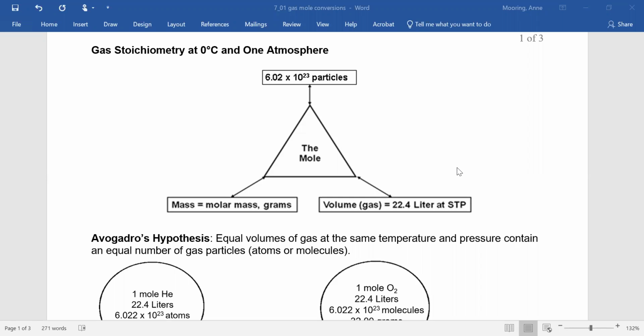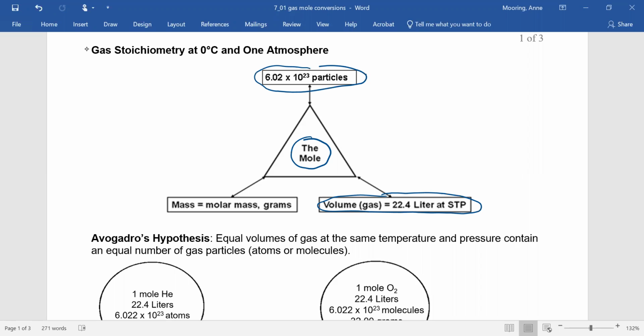This is gas stoichiometry, module 7.01. What we're going to be looking at is converting between the mole and the volume of a gas, specifically at standard temperature and pressure. We have learned previously to convert between the mole and a certain number of particles.